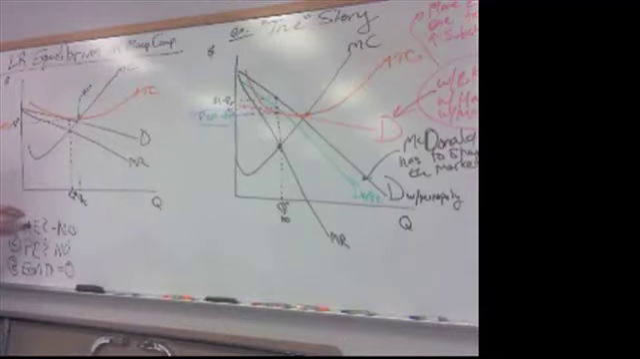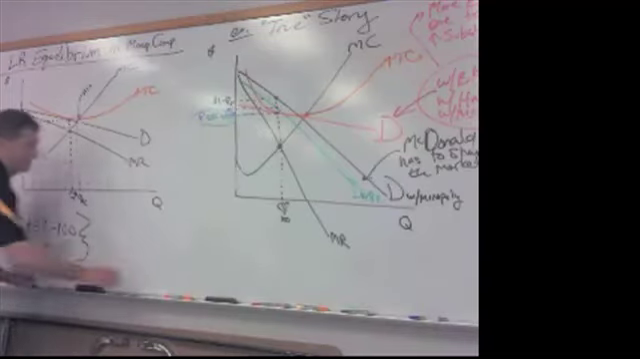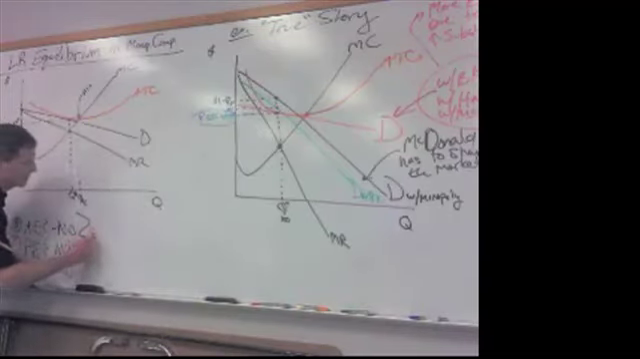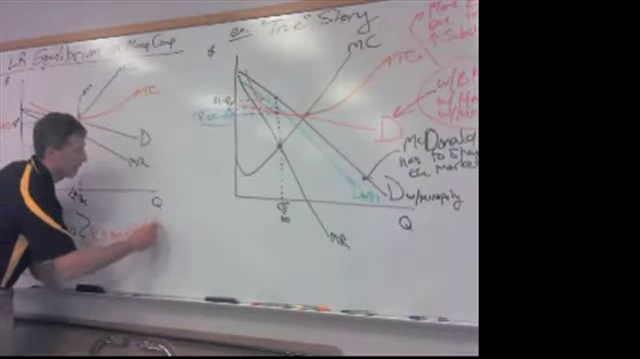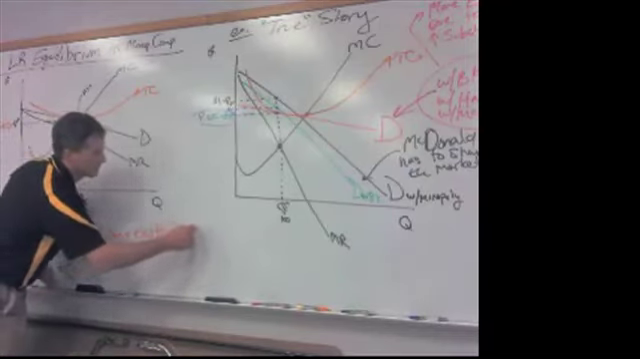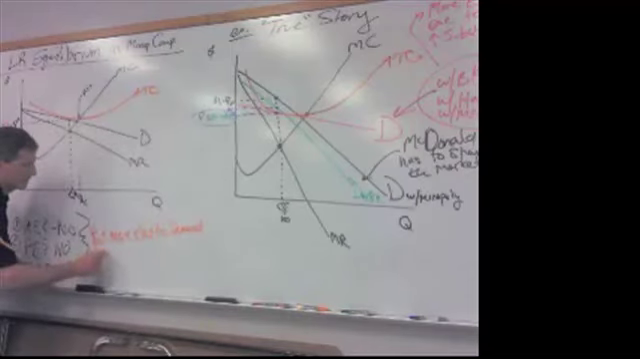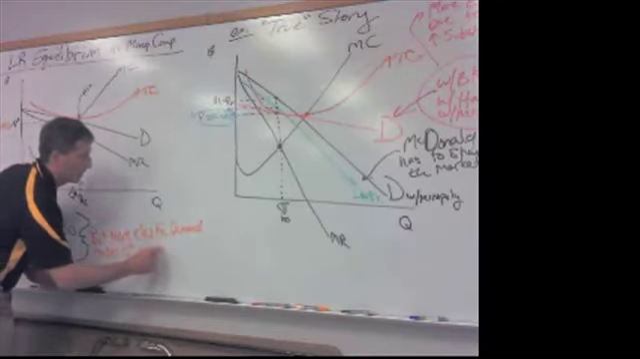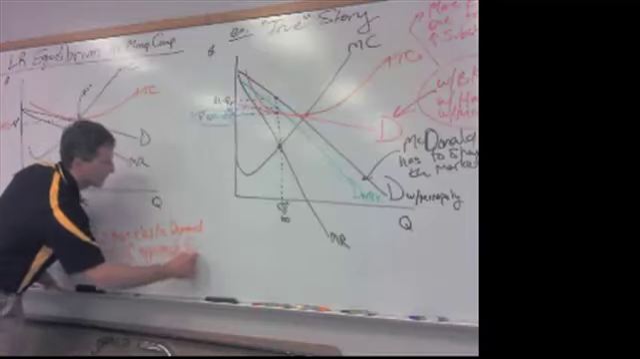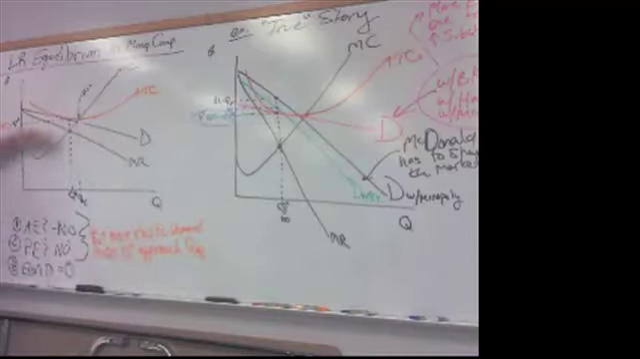The correct answer is no and no, but I want to give it a big but. But more elastic demand makes Q star, the market quantity, approach the allocatively efficient quantity. We start to make this diagram look closer and closer to perfect competition.